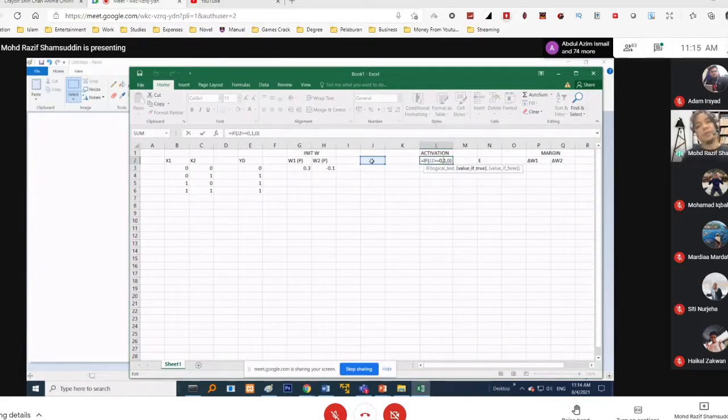So kalau nilai ni sama dengan kosong ataupun positif, dia 1. Kalau dia negatif, dia return kosong. Nampak? Saya terbuat activation dia kat sini. So saya turunkan ke bawah. Saya turunkan ke bawah. Okay, betul.